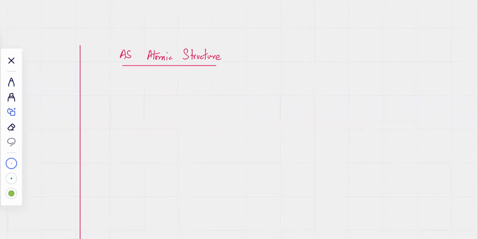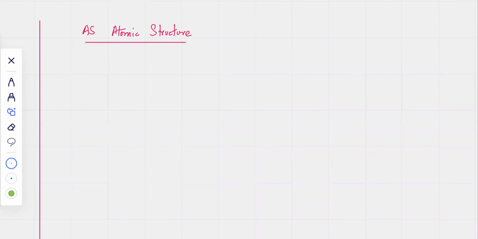Now we will start with the very basics. The first basic thing is, when you talk about atomic structure, what is present in an atom. Now, an atom is made up of three things, and those three things are protons, neutrons, and electrons. So this is very basic. You've already studied this in O levels. So you've got a proton, a neutron, and an electron.